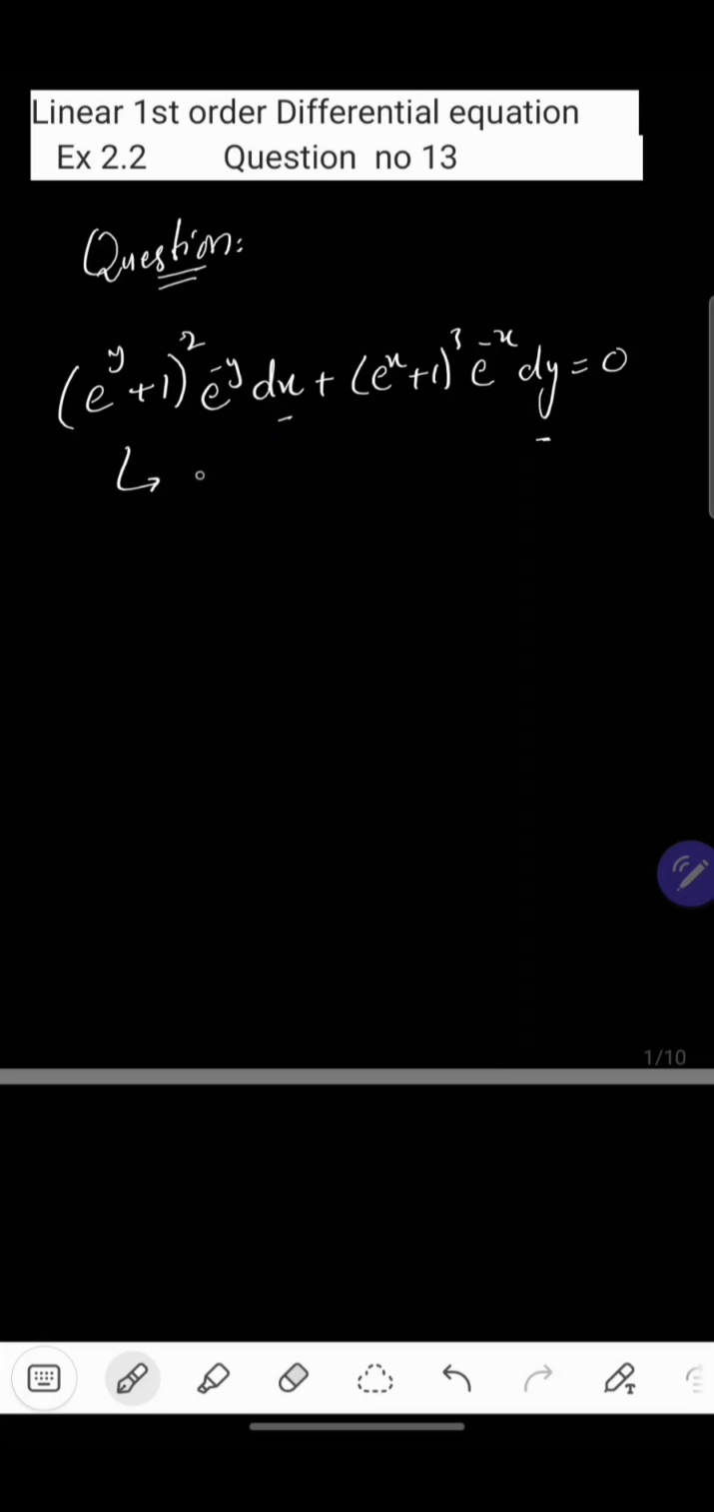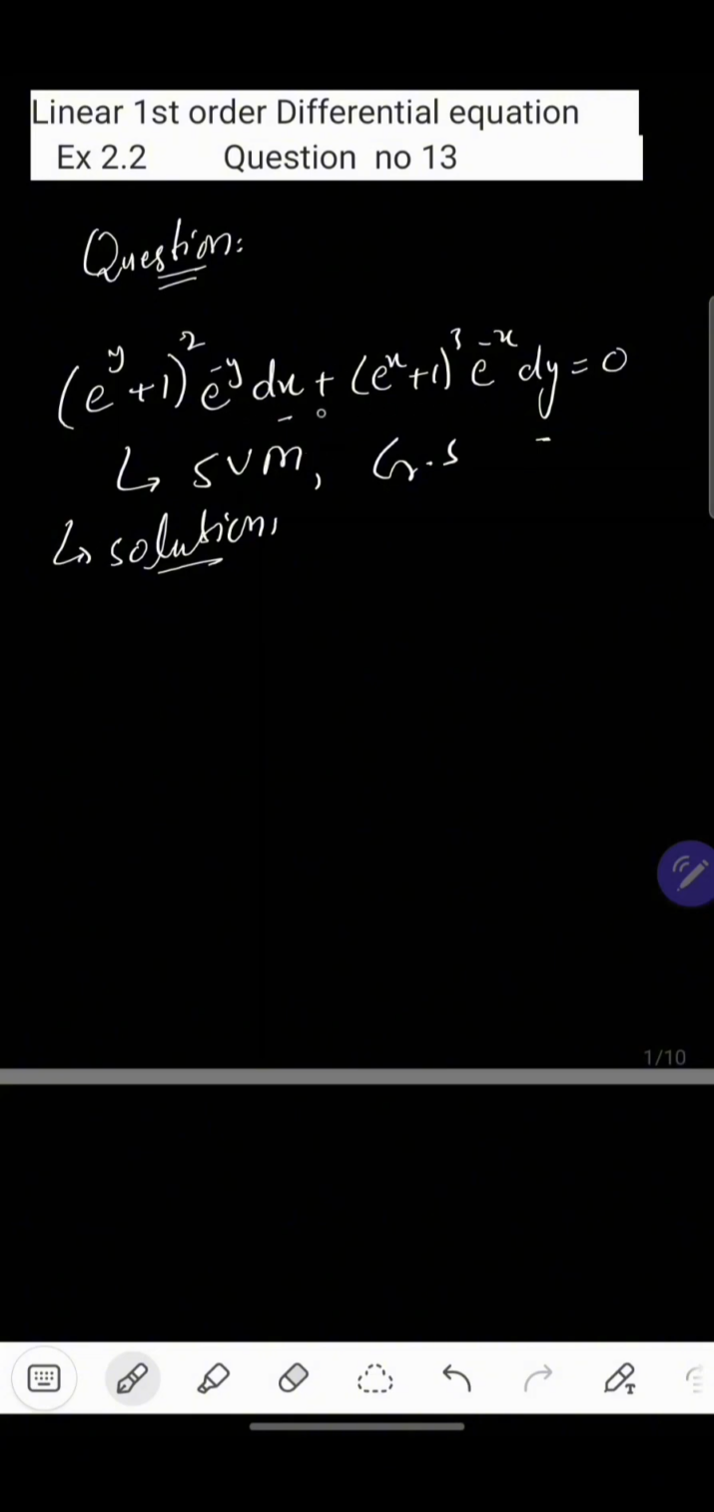We will solve this equation by the separable variable method and find the general solution of this given differential equation. Now let's come to the solution. First we have to separate the equation on either side of the equality according to the variable that is present in this equation.